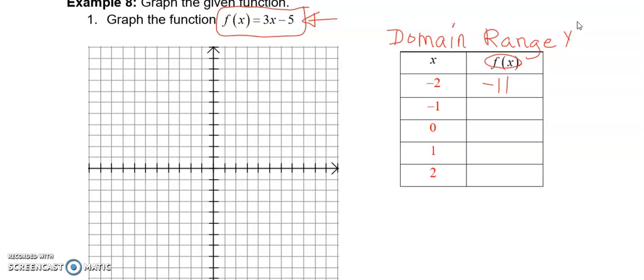Let me see, what would the next one become? If you plug in a -1 into your function, you're going to get back -8. If you plug in a 0, 0 is an easy one to plug in, you're going to get back -5. If you plug 1 in for x, you get back -2. And if you plug in a 2 for x, you're going to get back a +1.